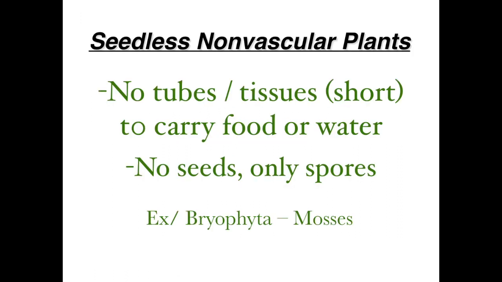Seedless non-vascular plants. These are the short plants with no tubes. These plants also have spores. So there are no tubes or tissues in these plants that carry water. There are no seeds, only spores. An example of this category, this phylum, is Bryophyta. Bryophyta describes mosses. Bryophyta includes mosses.